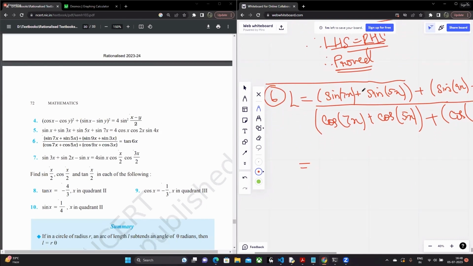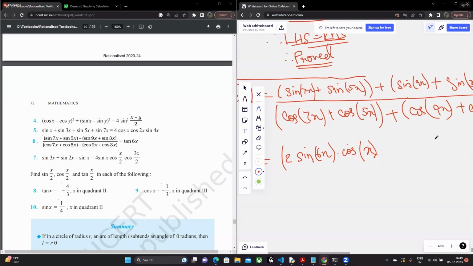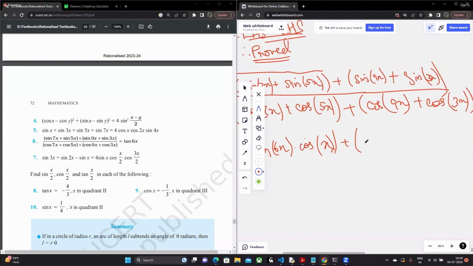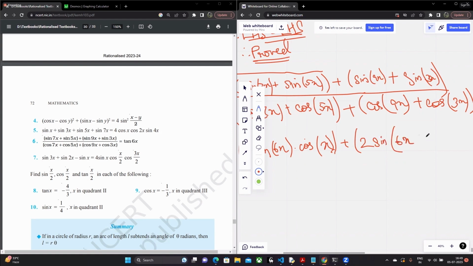Each twice. So what you get is over here you'll get 2 sin of 6x, and 7 minus 5 is 2, so you get sin x over here. You get cos x over here. Plus here it's 9x plus 3x, so you'll get 2 sin of 6x again, but you'll have cos of 9 minus 3 is 6, so you'll have cos of 3x.